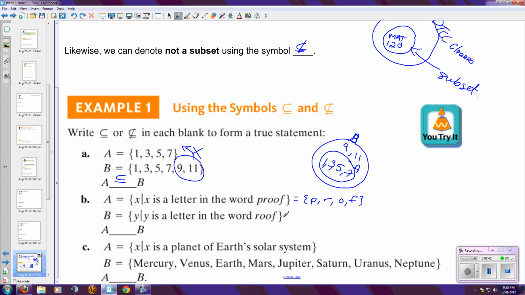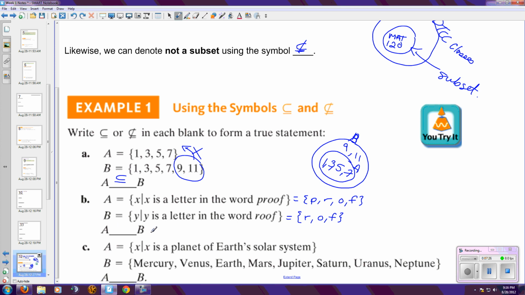Now, for B here, it's the letters that form the word roof. Well, that's going to be R, O, and F. Notice how I had only written the O once. That's because, since they appear multiple times within the word itself, and we're asking for only the different letters of those words, technically the O is not going to repeat itself. It doesn't out of nowhere become a secondary letter; if you have it once, it only has to be written once. So with that, is A a subset of B, or is A not a subset of B?